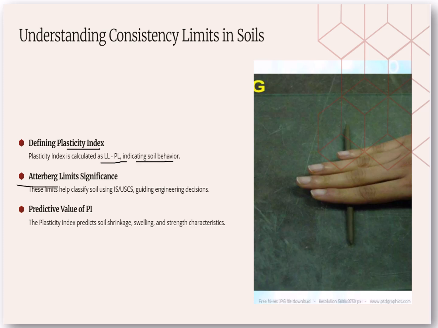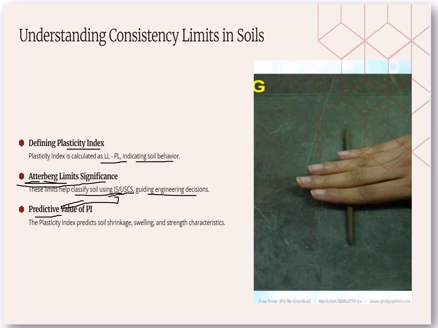Next is the Atterberg limit significance. Atterberg is the one who classified the consistency limit. These limits help classify the soil using IS and USCS, guiding the engineering properties. IS is the Indian Standard Classification System. Usually we use IS only.